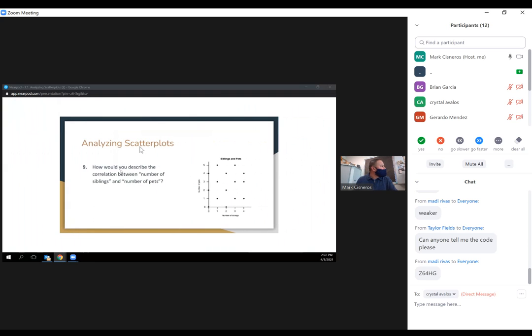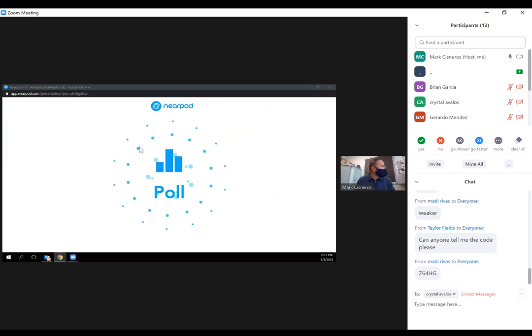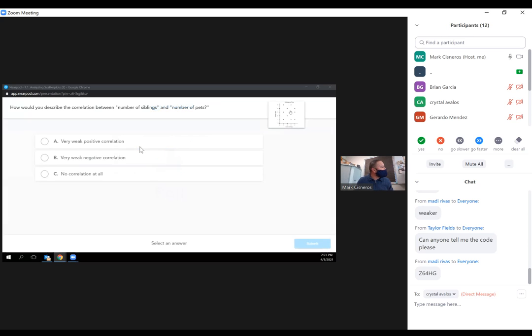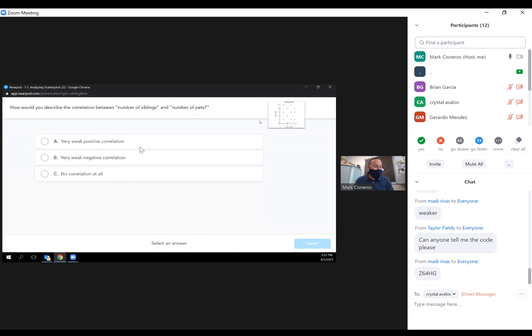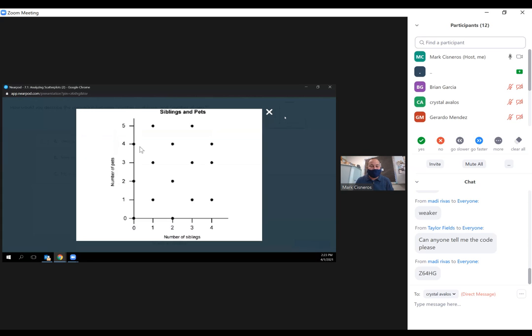What about this one? How would you describe the correlation between number of siblings and number of pets? This is a graph that shows the correlation between number of siblings and number of pets. Is there a very weak positive correlation? Is there a very weak negative correlation? Or is there just no correlation at all? What do you think? Maybe like 10 seconds on this one.